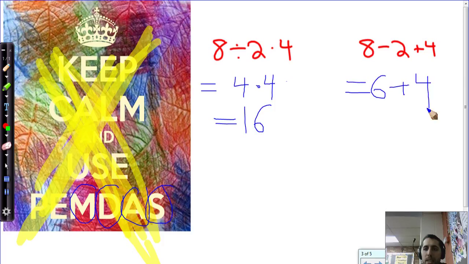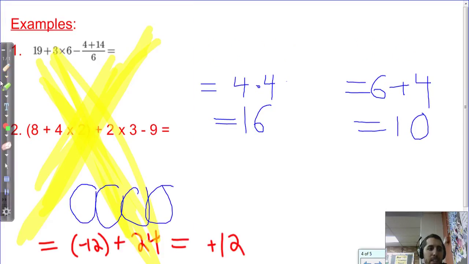6 plus 4 would be 10. If you were following PEMDAS incorrectly, you might say 2 plus 4 is 6, 8 minus 6 is 2. You would get the wrong answer again. So Gemma will never lead you wrong. She's got the right answer all the time.